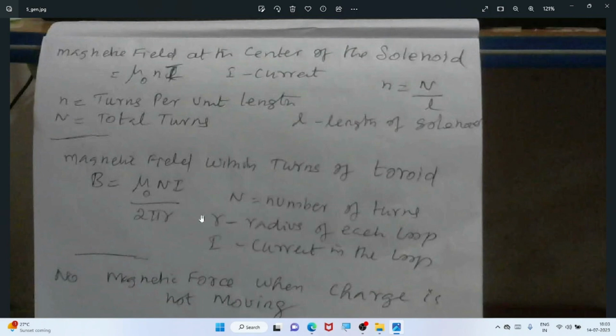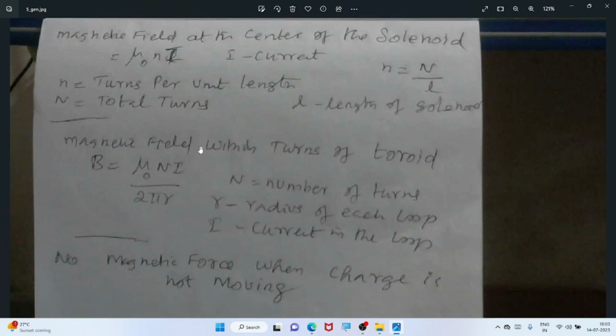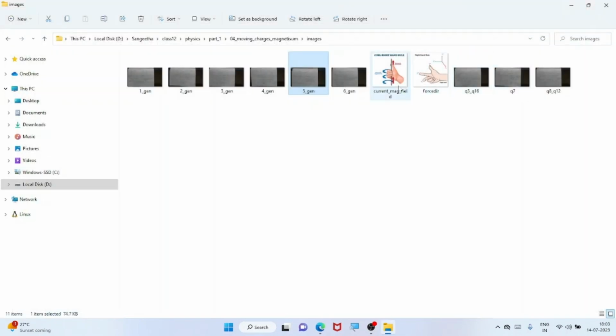Magnetic field within the turns of this is a toroid. For a toroid, this. There is no magnetic field when the charge is not moving. I already told you.